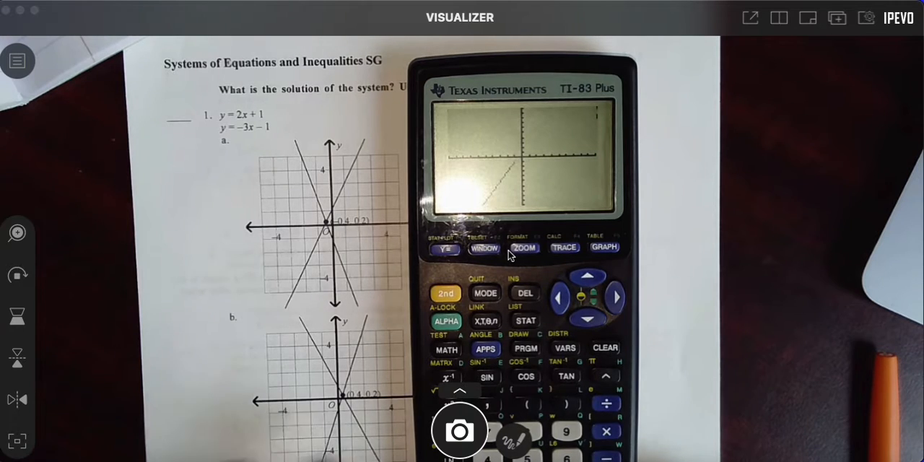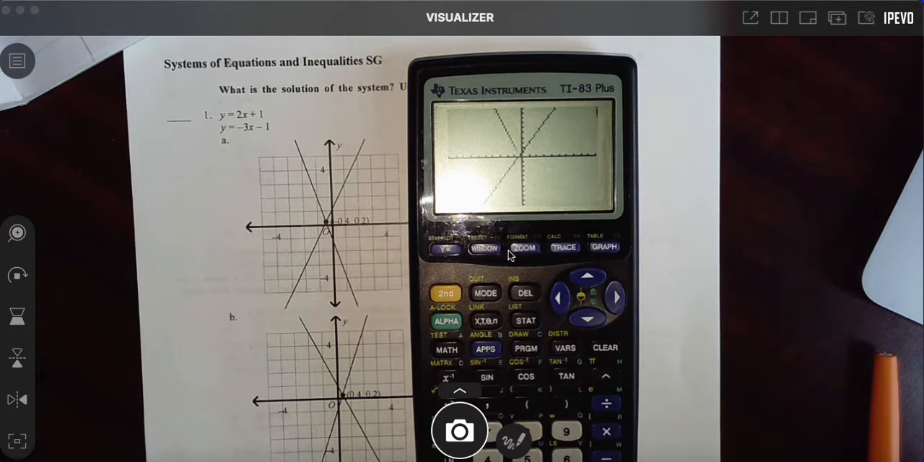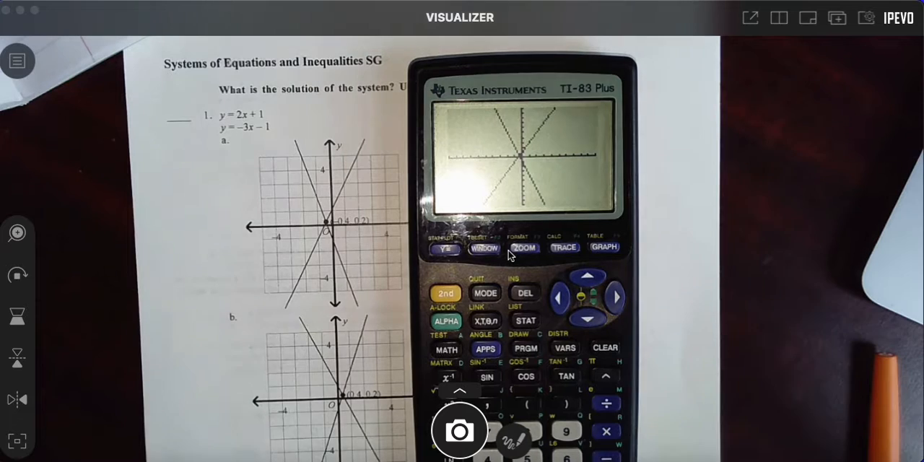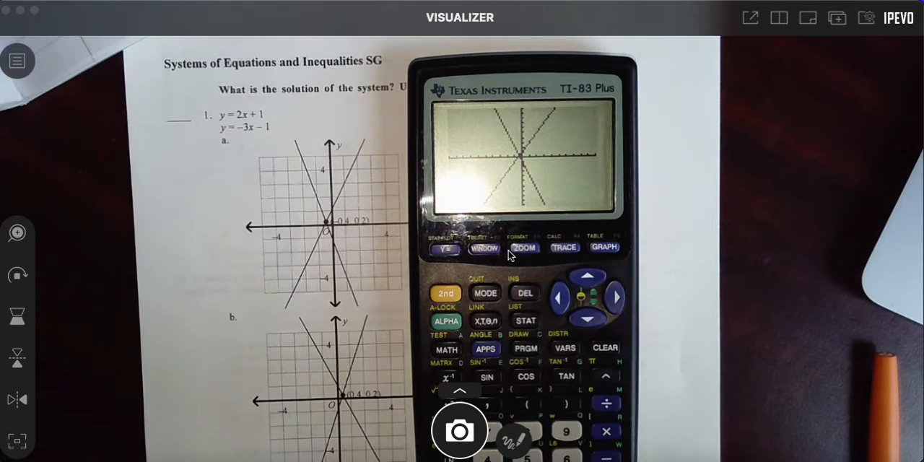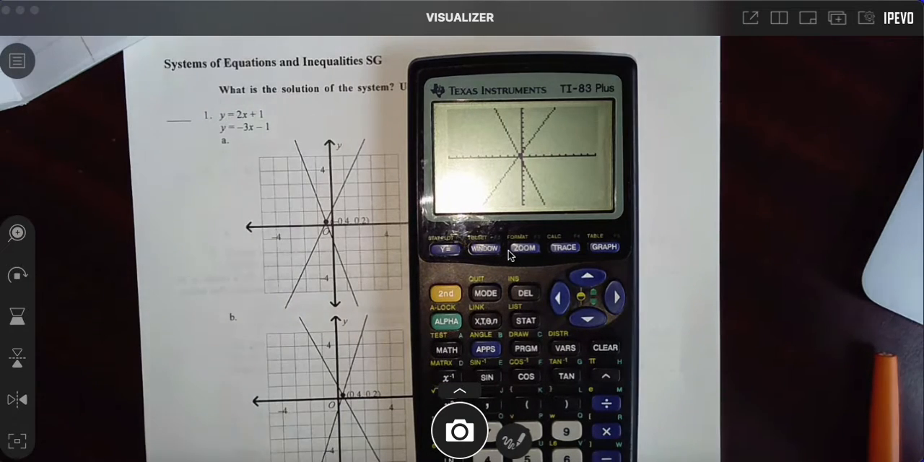I had to go back to that so I can kind of know exactly which one your answer is. But if we can just kind of tell, let's find where they intersect, where they cross. Okay?